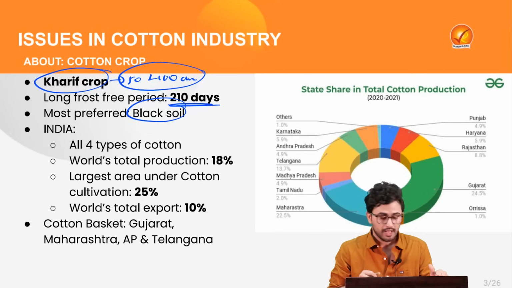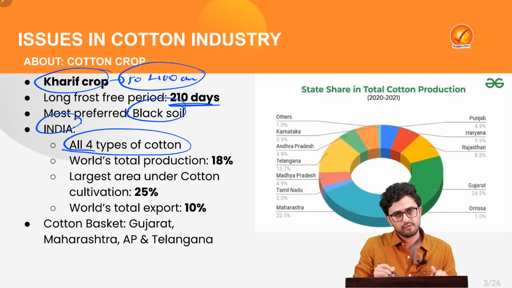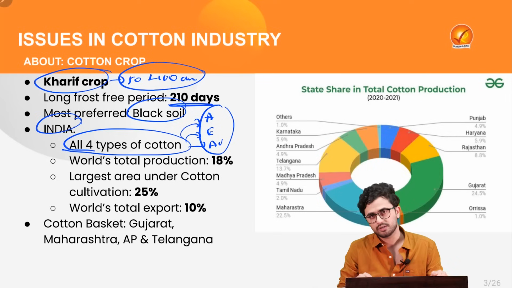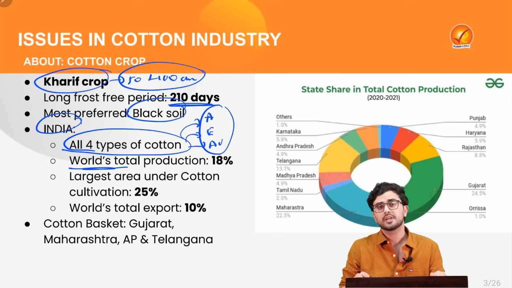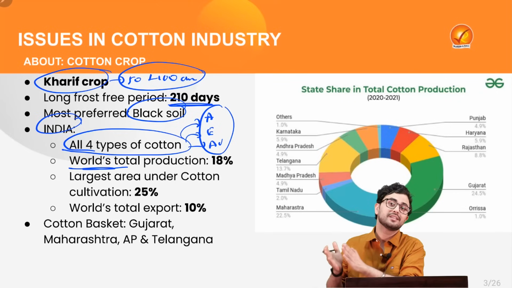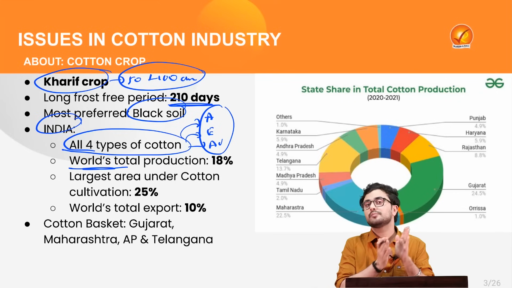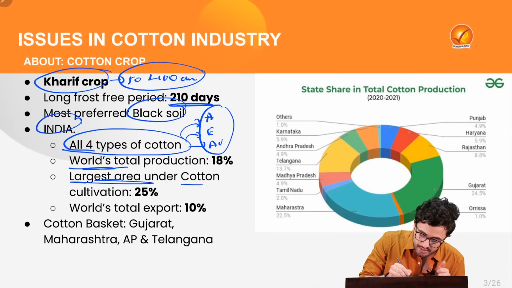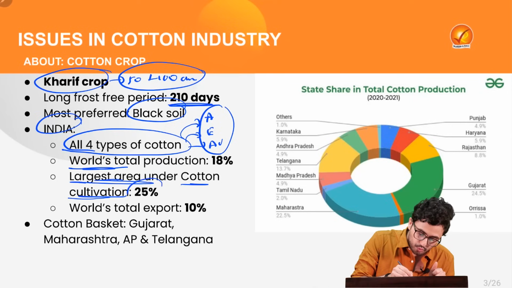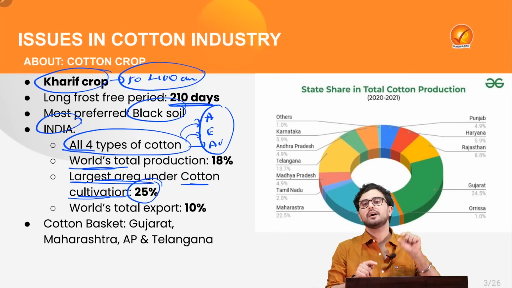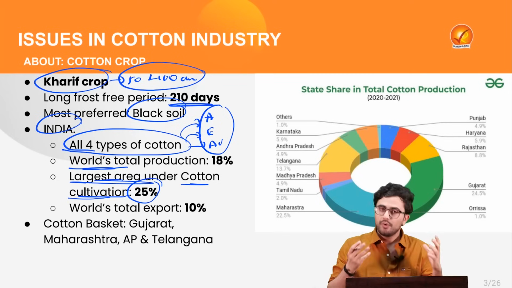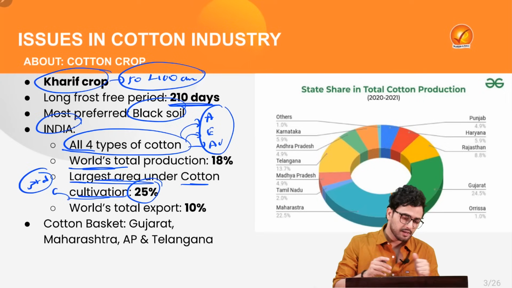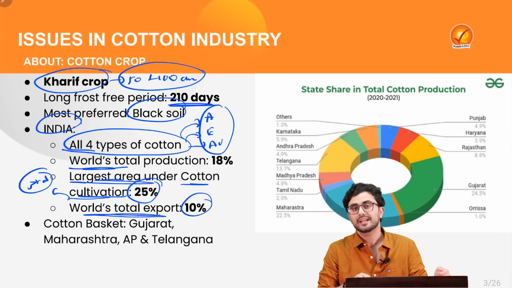India grows all 4 types of cotton such as Asian cotton, Egyptian cotton and American upland cotton. At the same time, India produces 18% of the total cotton in the world, thus being the largest cotton producing country. At the same time, we also hold the status of country with the largest area under cotton cultivation, which is up to the 25% of total area under cotton cultivation in the world, which makes us the world's 3rd largest exporter of the cotton and comprising of 10% of world's total export.